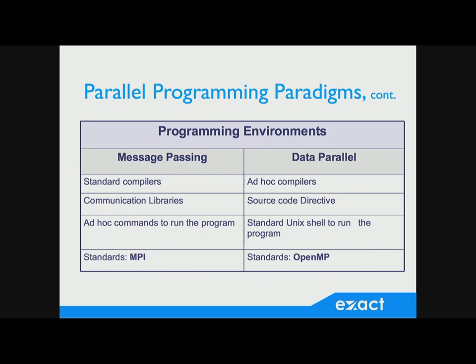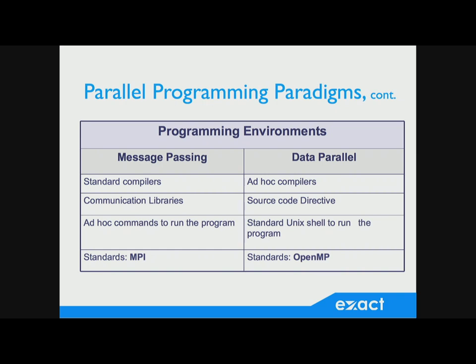This is another important point about the programming environment for the two classes of parallel programs. When using message passing, we will use a standard compiler, GCC, Intel, whatever, but we need a communication library, which in our case is an MPI implementation. On the cluster I saw that you have OpenMPI. We still have to understand if Intel MPI is available, but there are many different ones.